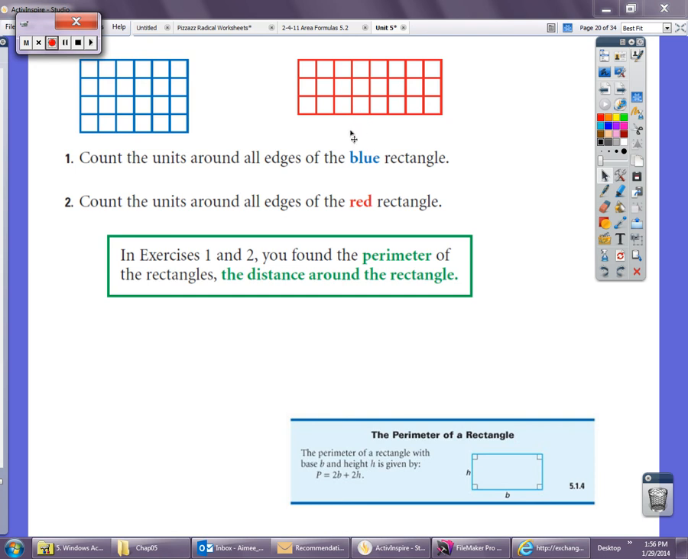We're going to first just count the units that are around the edge of the blue rectangle. So we're going to start up here, and we're just going to count 1, 2, 3, 4, 5, 6. So there are 6 up here. And then 1, 2, 3, 4. There are 4. So far we have 6 plus 4, which is 10. And then we should have another 6 down here at the bottom, and then another 4 over here. So the total for my blue rectangle is going to be 20 units.